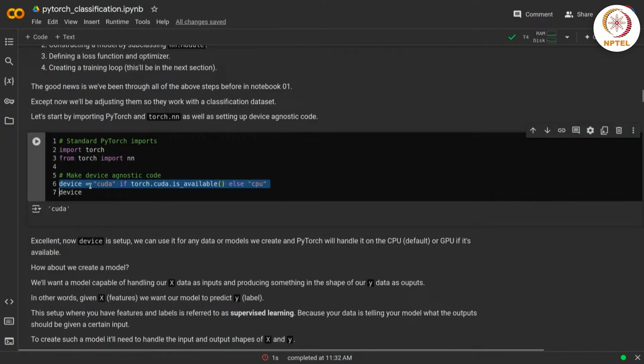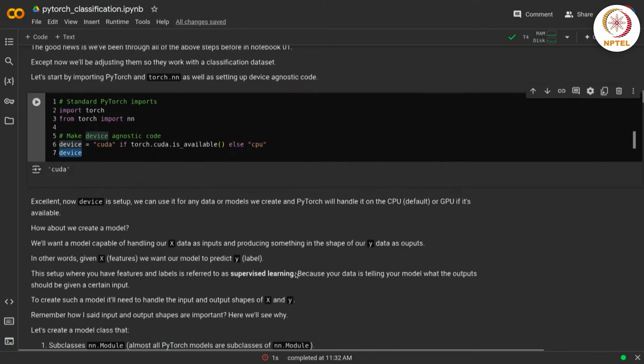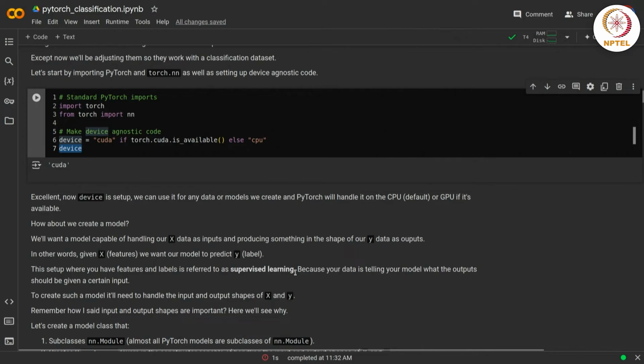So this is where you define that variable, where you are checking whether GPUs are available, and this is the syntax to do that: torch.cuda.is_available. If it is available, you will use GPU. If it's not available, you use CPU. From here on, you will use this device variable, which will contain the information of whether GPU or CPU is available. So this is one way to make your code device agnostic. It should run on GPU as well as CPU.